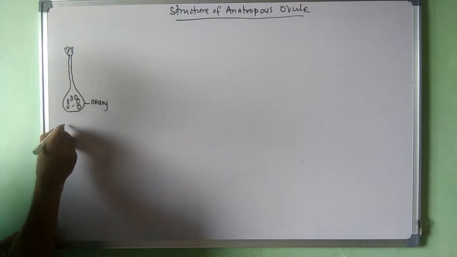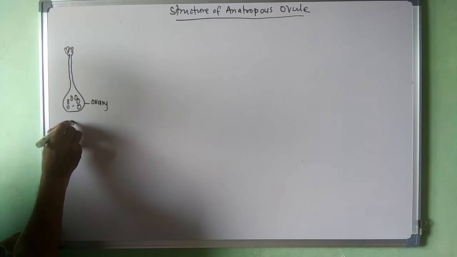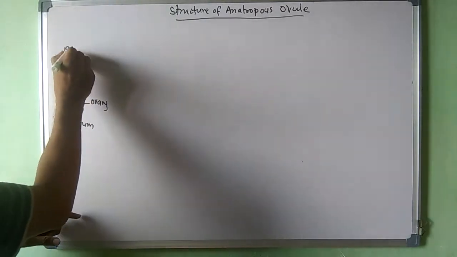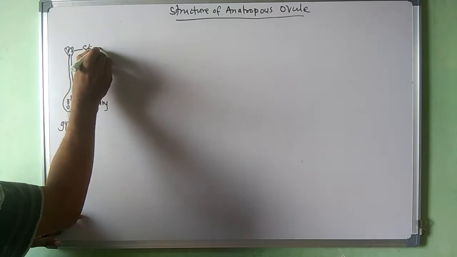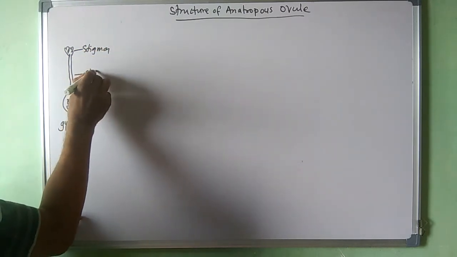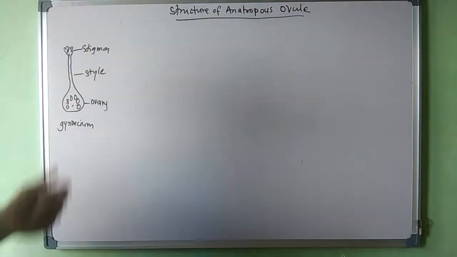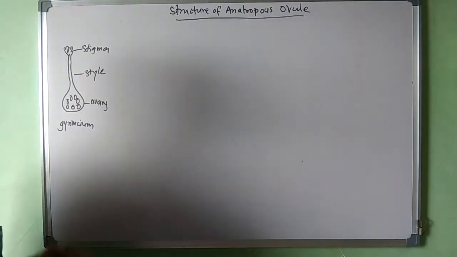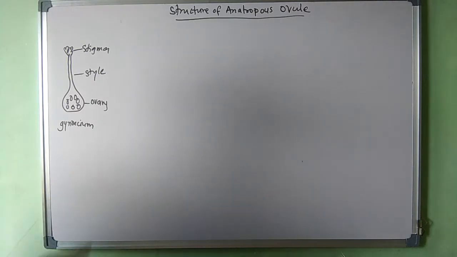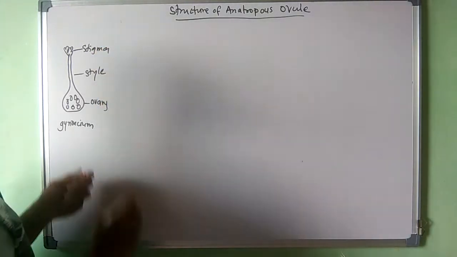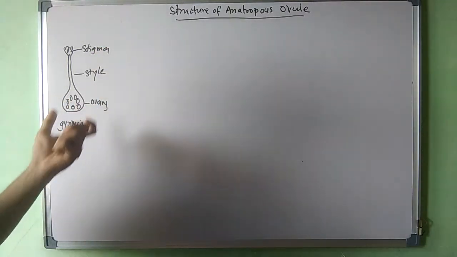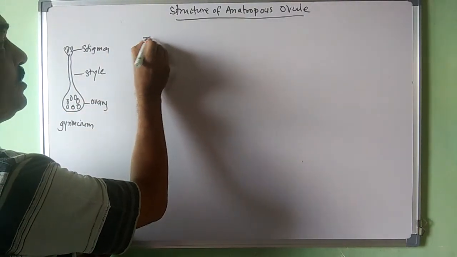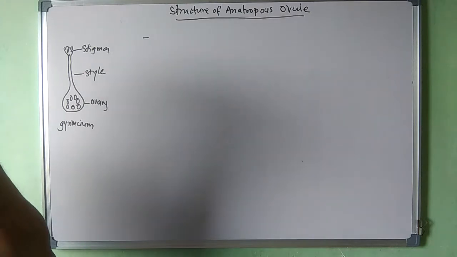This is the female part of the flower, the gynoecium. This is the stigma, this is the style, and this is the ovary. The ovary produces the ovule, and that ovule is important for fertilization.